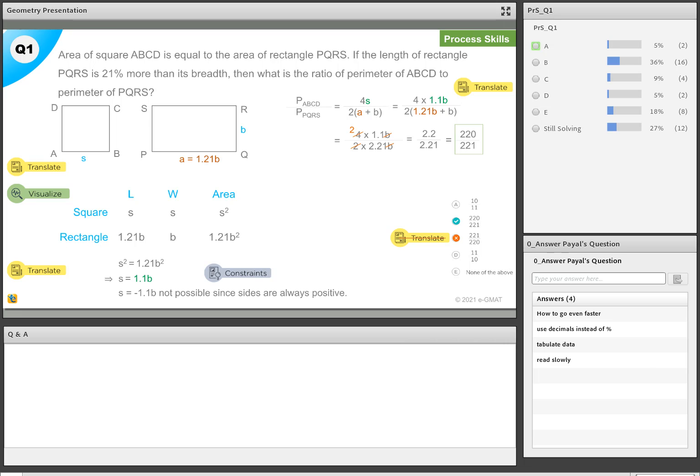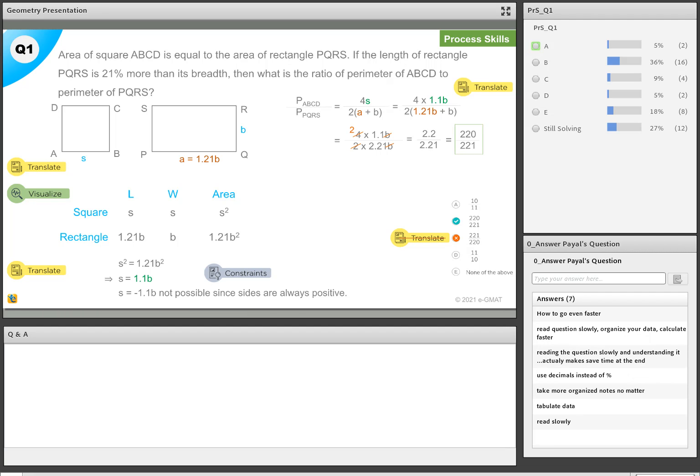What else? Tabulate data. Very nice. Reading the question slowly and understanding it actually saves time at the end. Absolutely. Take more organized notes no matter what. Very, very pertinent learnings from this question. Read question slowly, organize your data, calculate faster. Very, very well summarized. Okay.